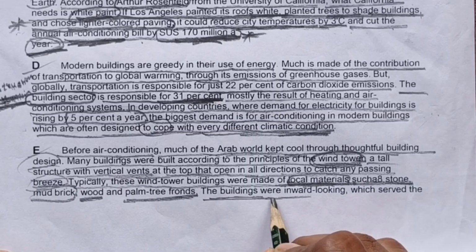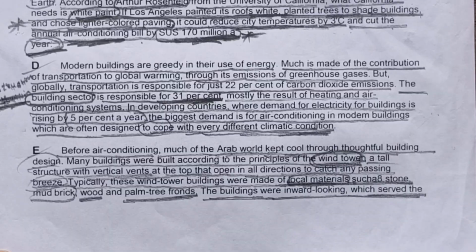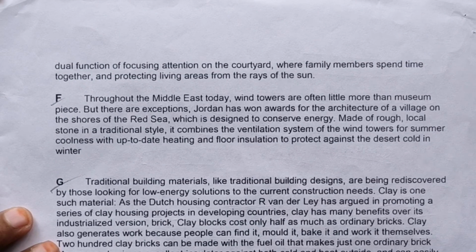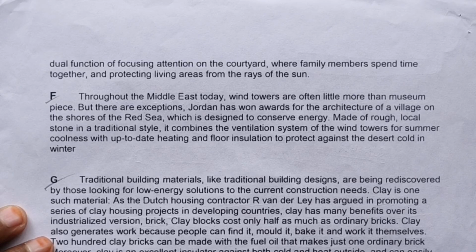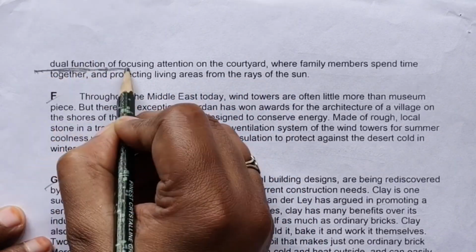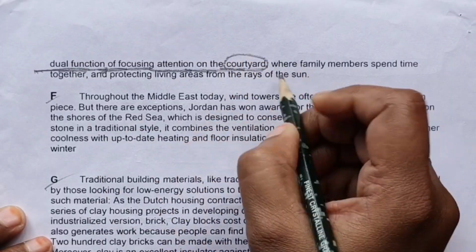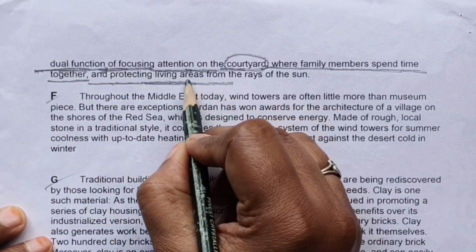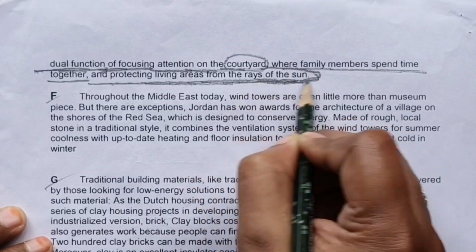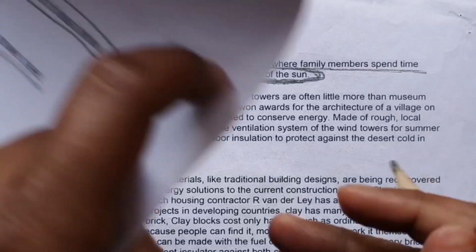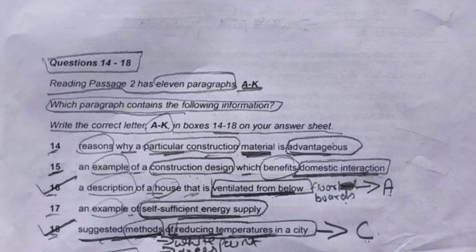The buildings were inward looking, which served the dual function of focusing attention on the courtyard, where family members spend time together, and protecting living areas from the rays of the sun. Okay, so let's see whether we are getting our answer or not. So in our first question type, let's see.